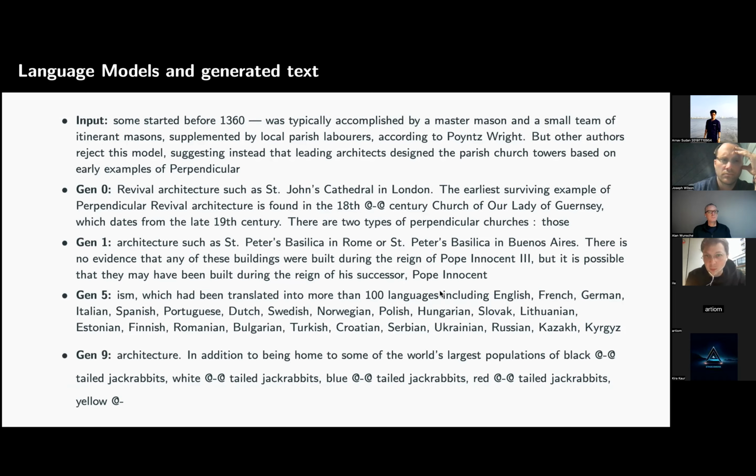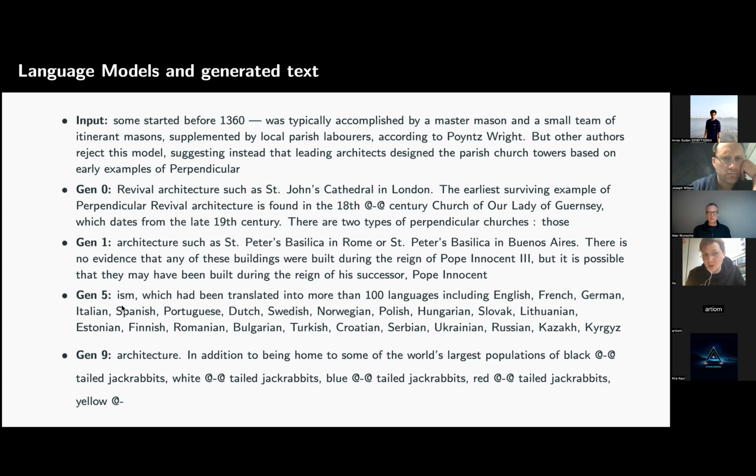When we talk about what it actually means in terms of language, here we give an example with a quote from Wikitext talking about the architecture of some church in England. On the top we see the original input, and then this is what generation 0, generation 1, 5, and 9 are producing to continue the text. Generation 0 and generation 1 talk about something relatively related to the original input, so the degradation is not as pronounced.